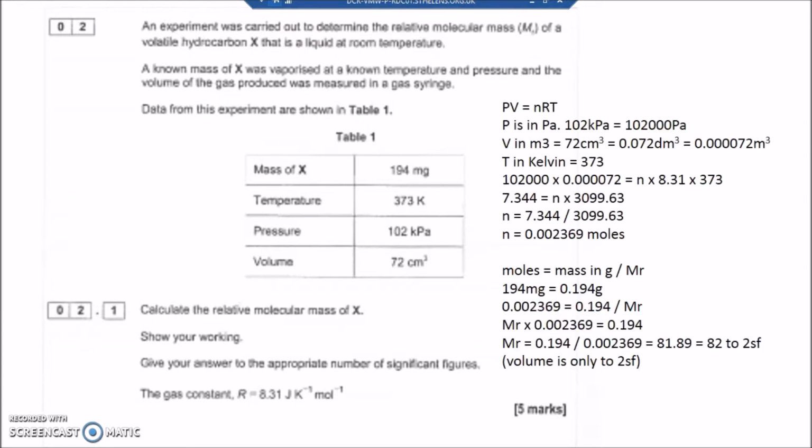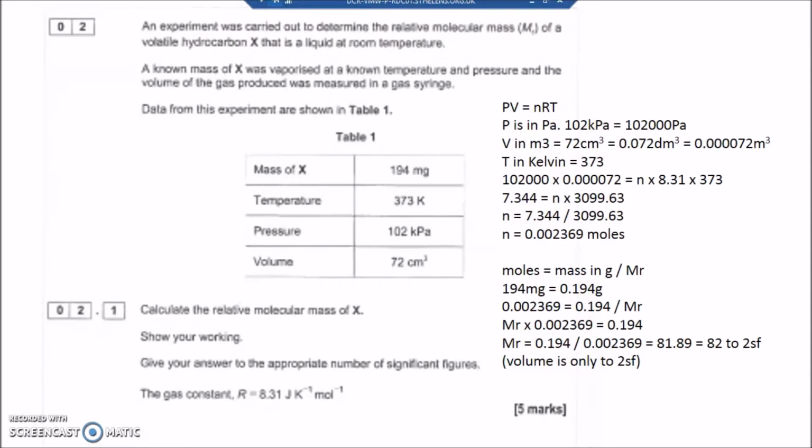Let's have a look at the equation then. PV equals nRT, pressure in pascals, 102 kilopascals multiplied by 1,000 to get kilopascals into pascals, 102,000. Volume should be in meters cubed, it's been given in centimeters cubed. To get centimeters cubed into decimeters cubed, you divide by 1,000, 0.072. To get decimeters cubed up into a larger unit of meters cubed, you divide by 1,000 again, 0.00072 meters cubed. Temperature is already in Kelvin, so that's correct, at 373. If it was in degrees C, you'd add 273 to turn degrees C into Kelvin.